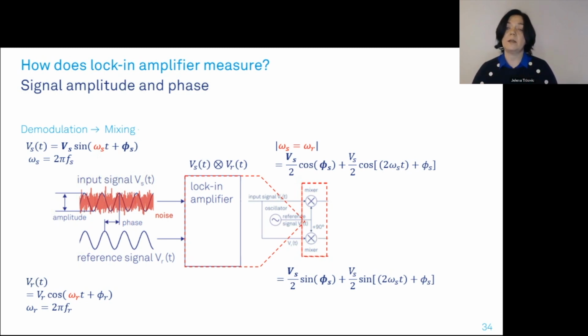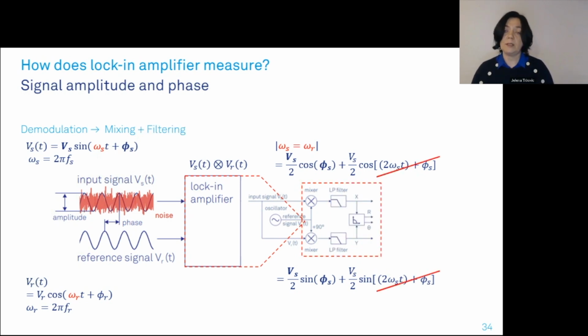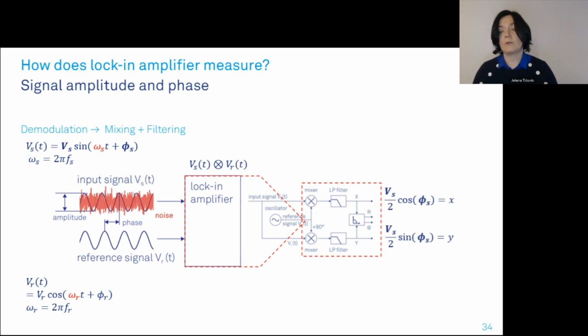And when this is done exactly when signal and reference have the same frequencies, you can get these two terms. One that's independent of time, and the other that contains the 2 omega component of your signal. And this is something that we want to get rid of, and we do it by using filtering. And when this is done successfully, we end up only with the X and Y components of the signal, from which we can calculate easily the amplitude and the phase.